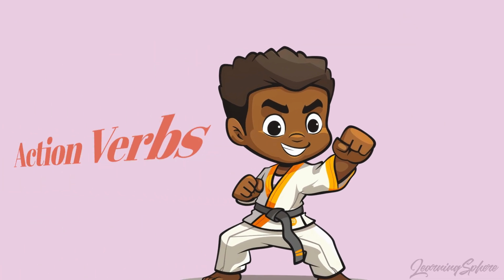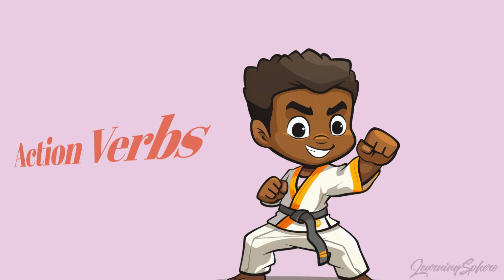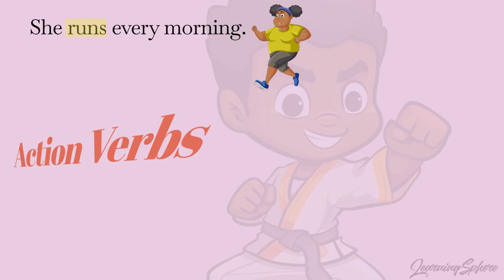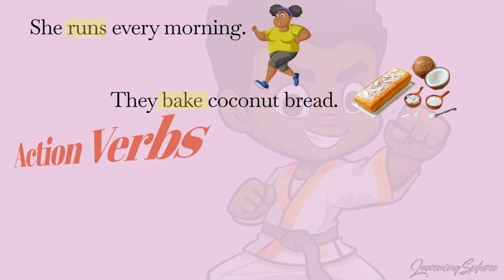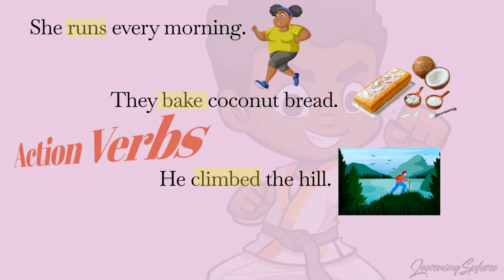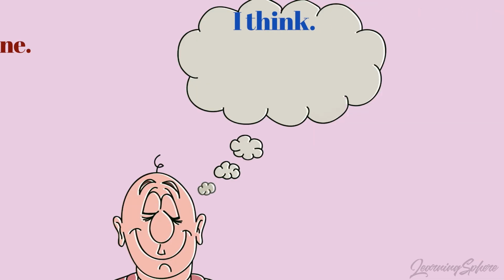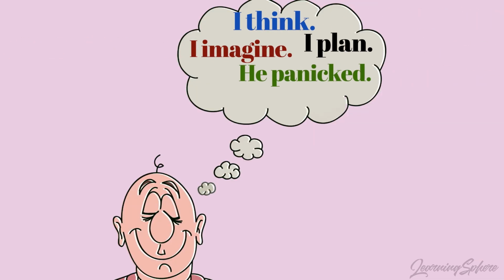Let's start with the most familiar kind, action verbs. These verbs tell us what someone or something is doing. Here are some examples. She runs every morning. They bake coconut bread. He climbed the hill. I forgot my house keys this morning. If something is happening in the sentence, even in your head, it's a verb.